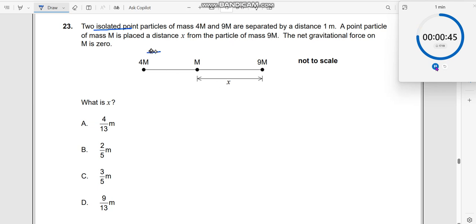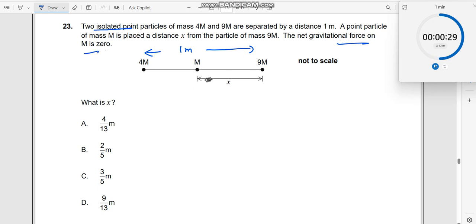This is 1 meter. And this is distance x. A point particle of mass capital M is placed at distance x from the particle of mass 9m. The net gravitational force on M is 0. Here M is now the particle with net gravitational force 0.